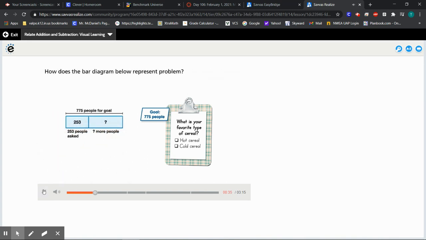How does the bar diagram below represent the problem? So there's what I'm talking about in the bar diagram. We've got the whole thing, the 775. This is how many people we've asked. This is how many more people to go. This is a subtraction problem. Whole minus the part equals the other part.